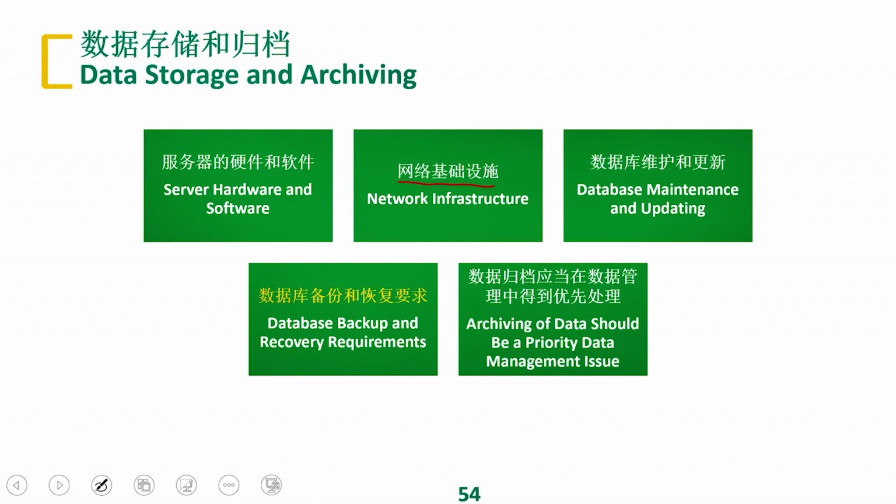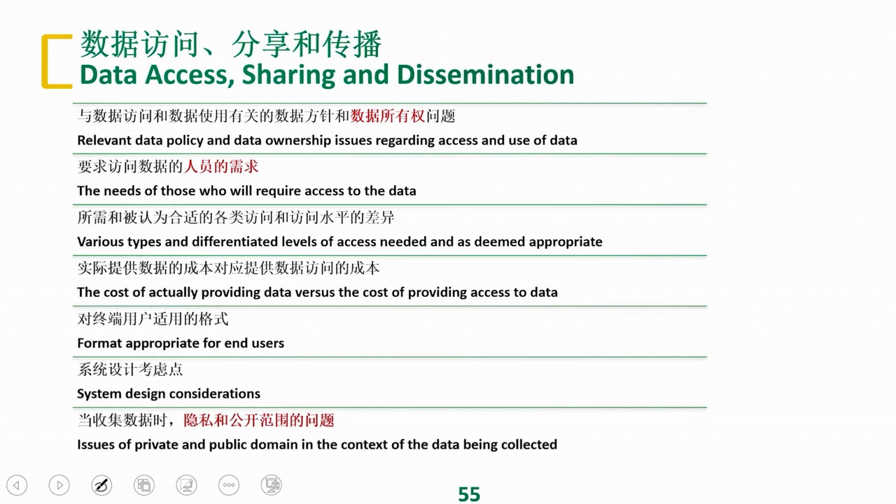What should we pay attention to in the process of data access, sharing, and dissemination? Let's take a look. The first is the issue of data ownership, whether it's our data processing or data archiving, including data exchange. Who is the owner? This needs to be clearly defined in the entire data processing process. Who is ultimately responsible for the data, or who is the owner of the data?